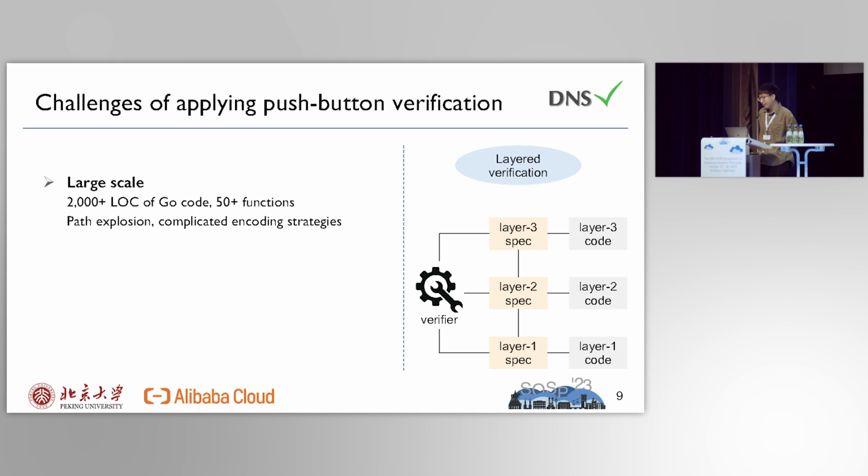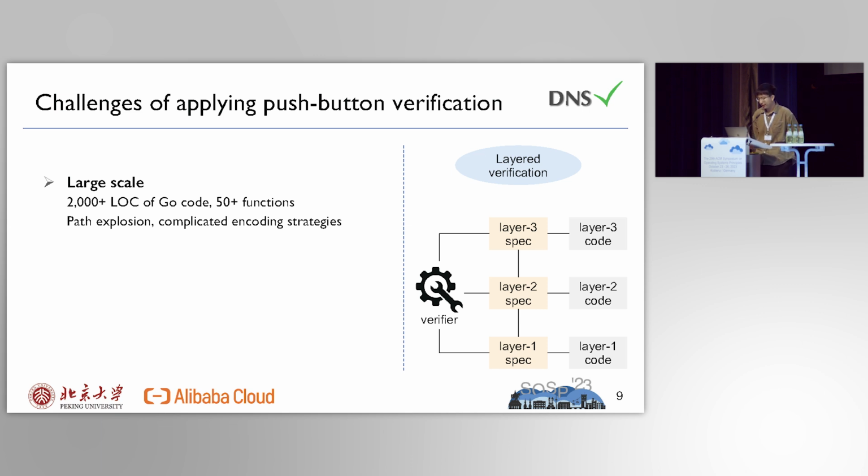Our in-production DNS authoritative engine is of large scale. It has more than 2,000 lines of Go code and more than 50 functions. The path explosion and encoding strategy choosing challenge make it necessary to divide the entire program into layers and verify them one by one, which is called the refinement verification or layered verification.